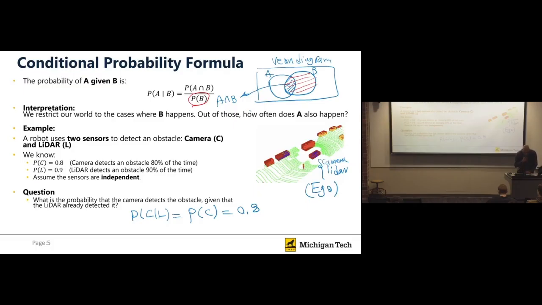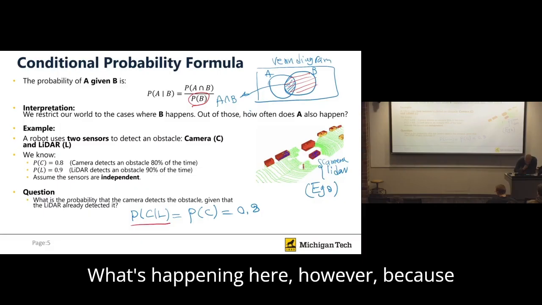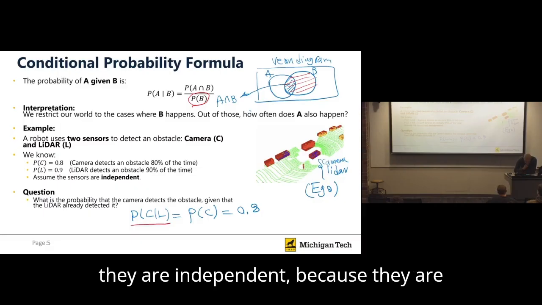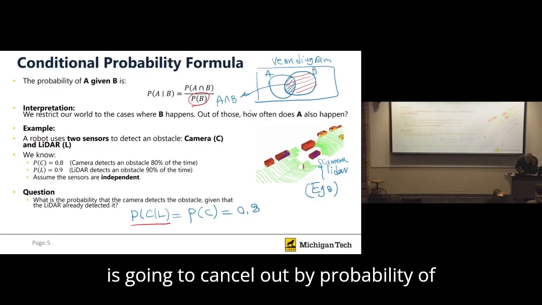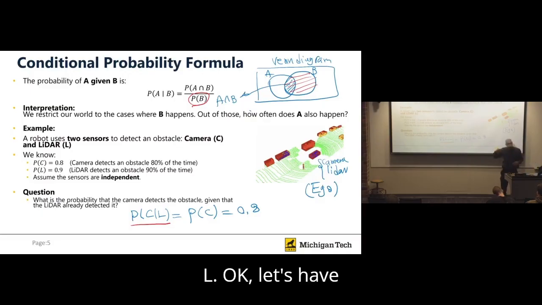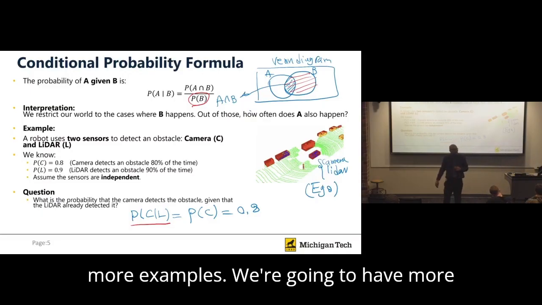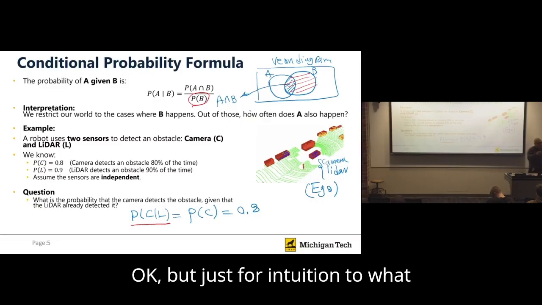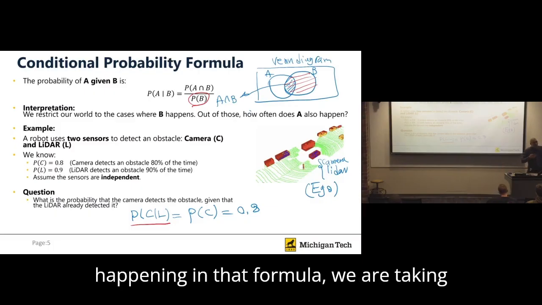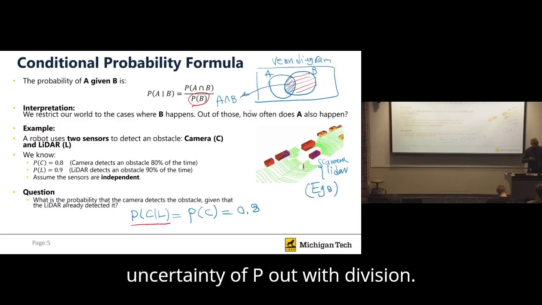What's happening here, however, because they are independent, is that the probability of A and B is going to cancel out by the probability of B. OK, let's have more examples. We're going to have more examples in this case. But just for intuition about what's happening in that formula, we are taking the uncertainty of B out with division.